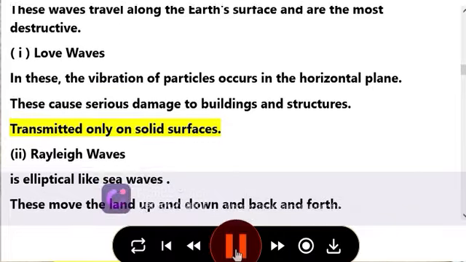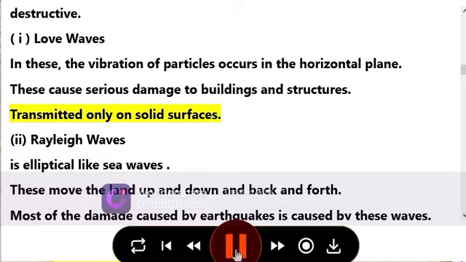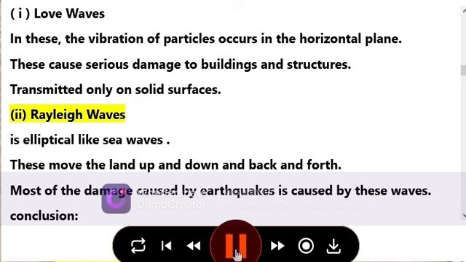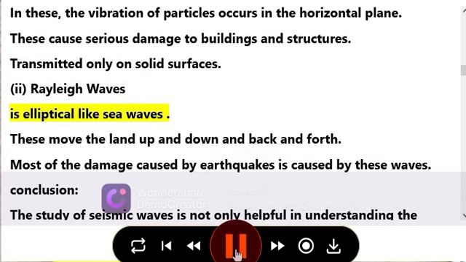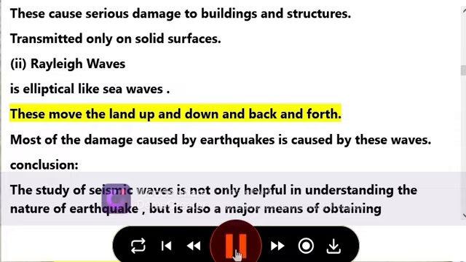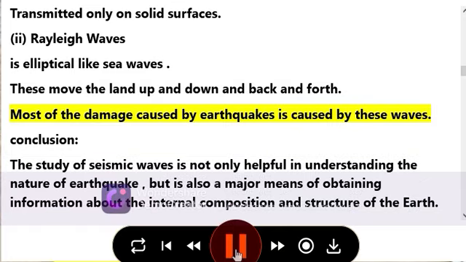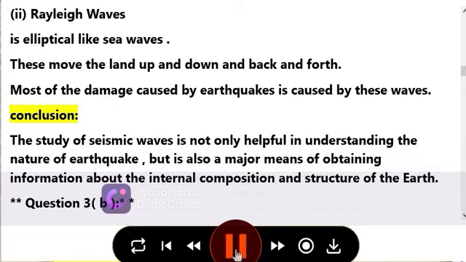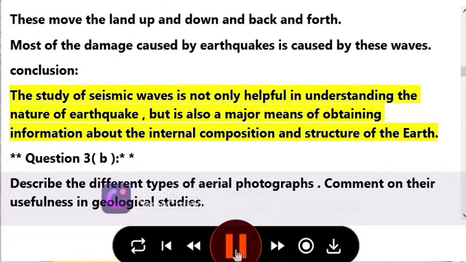These cause serious damage to buildings and structures. Transmitted only on solid surfaces. 2. Rayleigh waves. Elliptical like sea waves. These move the land up and down and back and forth. Most of the damage caused by earthquakes is caused by these waves.